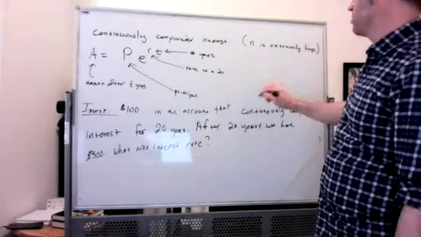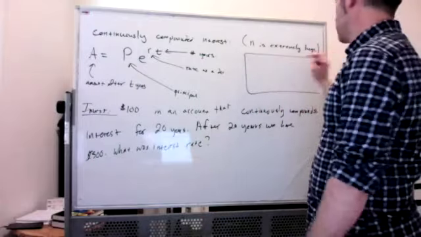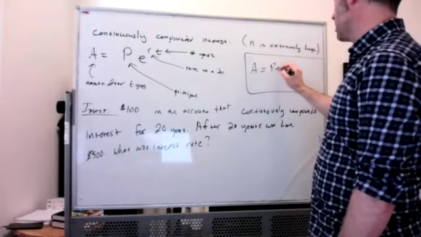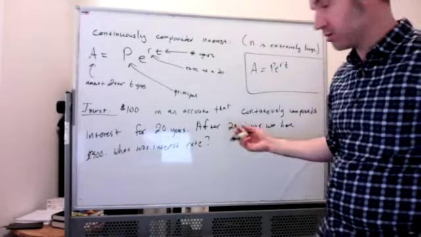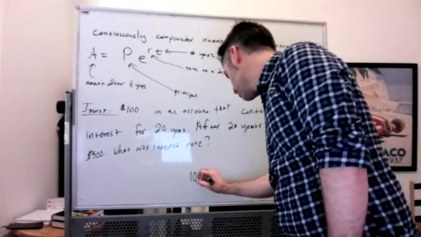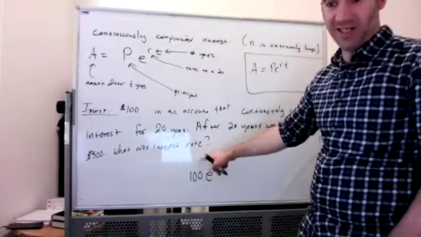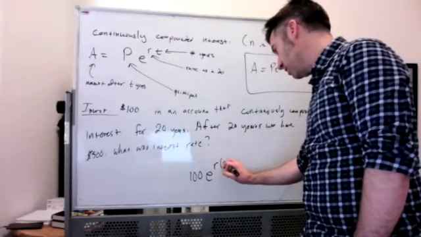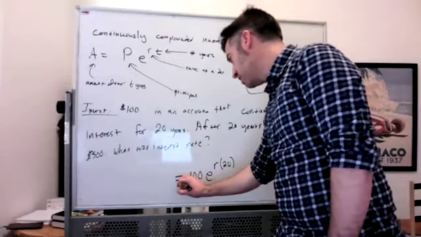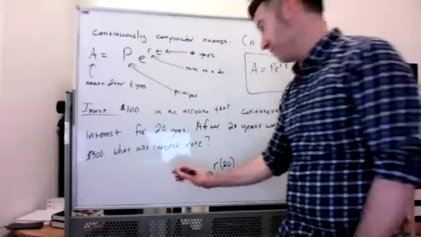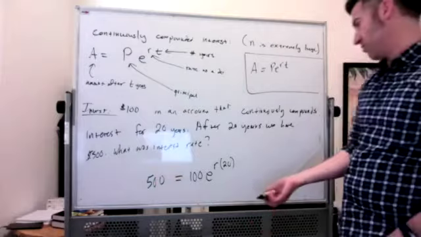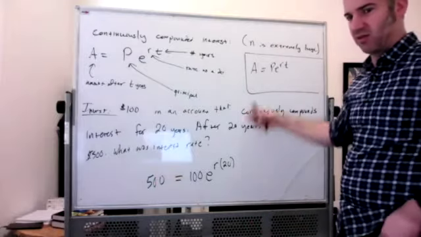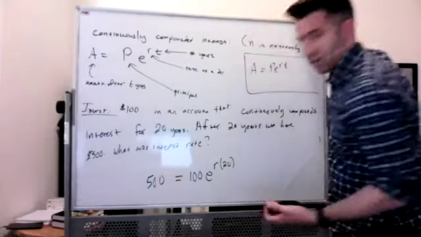So here's our formula. A equals PE to the RT. We know that the principal was $100. We don't know the interest rate, right? That's the question. We know the time was 20 years, and we know it's supposed to equal the amount we have after 20 years, which is $500. So then we're just going to solve for R. I might have enough room, but let's go to the other side so that I actually have enough room. So I'm just going to write that equation down on the other side.